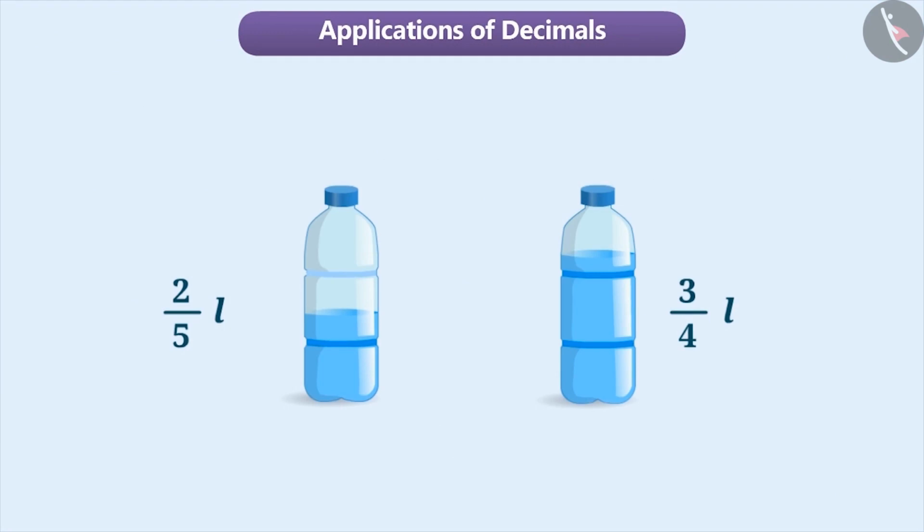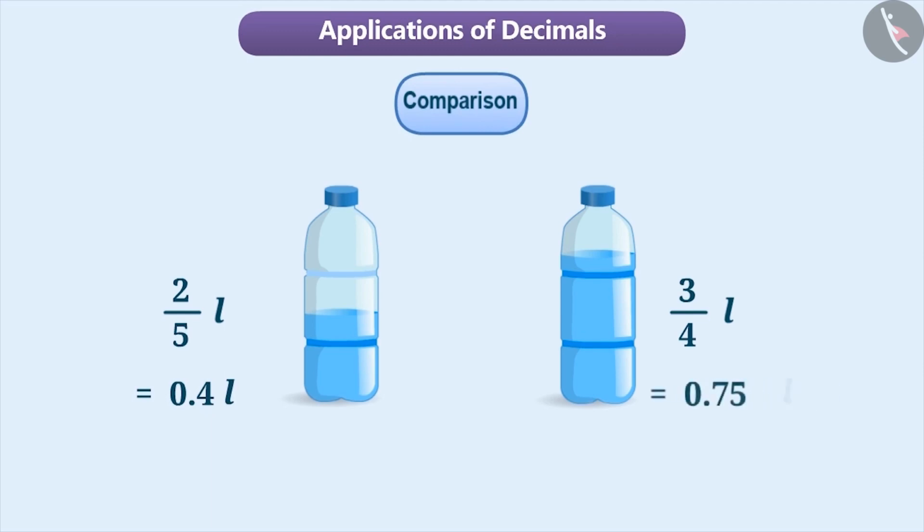Suppose there is 2/5 liters of water in a bottle and 3/4 liters of water in another bottle. Which bottle contains more water? We need to compare the fractions here, which is not easy. But if we say that one bottle has 0.4 liters of water and the other has 0.75 liters of water, then these can be compared very easily and we can say that the second bottle has more water. Now, you must have understood that it is very easy to compare quantities with the help of decimal numbers.